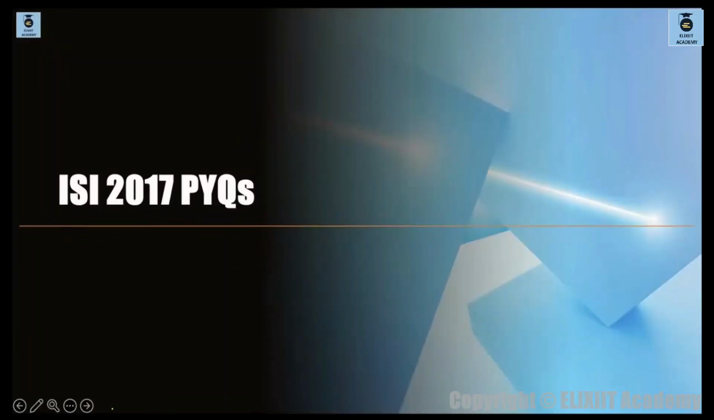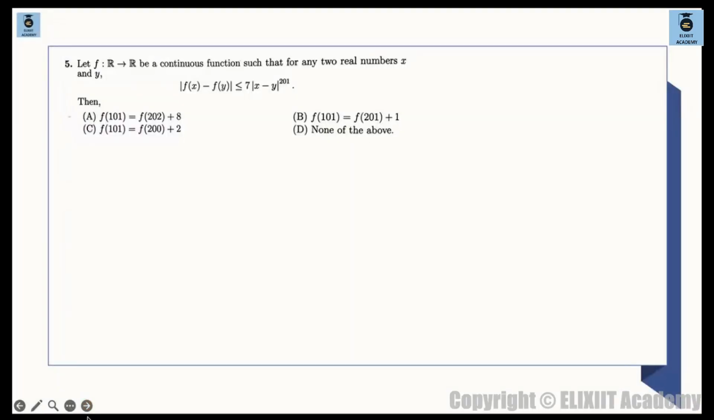Next we move on to 2017 PYQs. Here we have the first question which says: let f from R to R be a continuous function such that for any two real numbers x and y, we have this condition given, then which of the following options are correct? Now this is a very common format given: mod of f(x) minus f(y) is less than or equal to mod of x minus y, raised to some power.